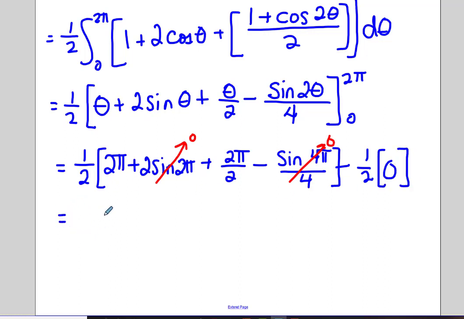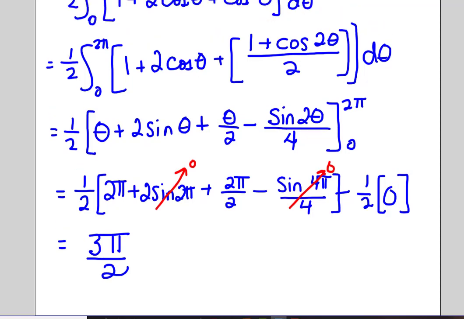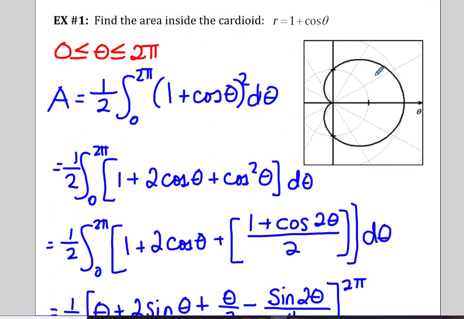And then substituting that, we've got 3 pi over 2, I believe. So 2 pi plus another pi, 3 pi divided by 2. So our area is 3 pi over 2, given this entire area here shaded inside. So this entire area is 3 pi over 2, using our formula for the area of a polar curve.